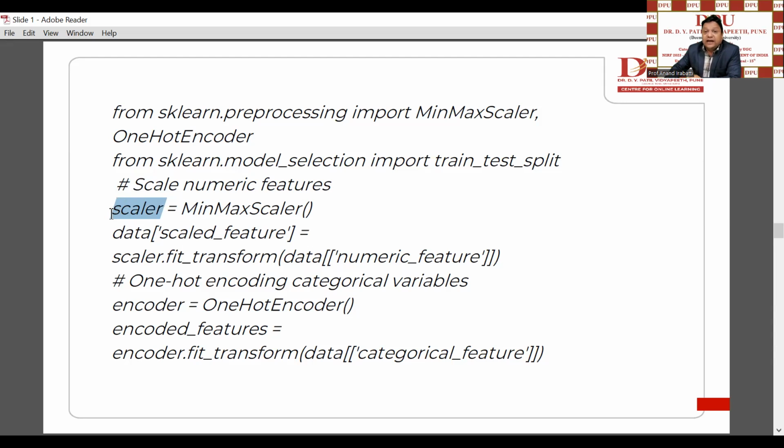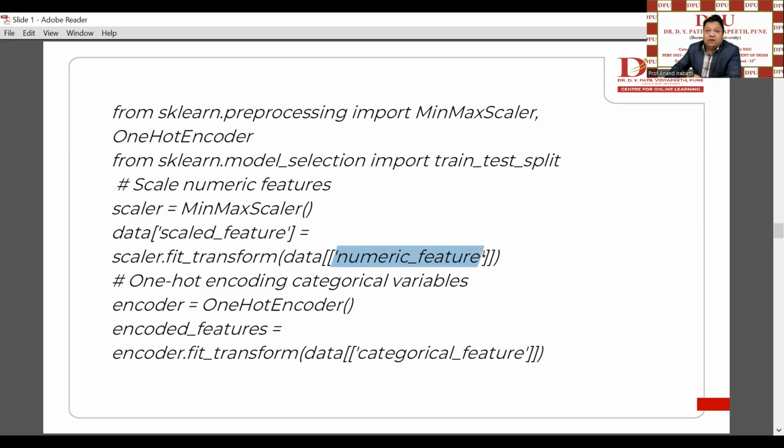I can convert the categorical values into a numerical one, isn't it? With the help of, as you can see, the scalar dot fit_transform function, which will transform your categorical values into a numerical one. So scalar dot fit_transform, specify the data set, that is data, and here I can specify the name of the column which contains the categorical values.